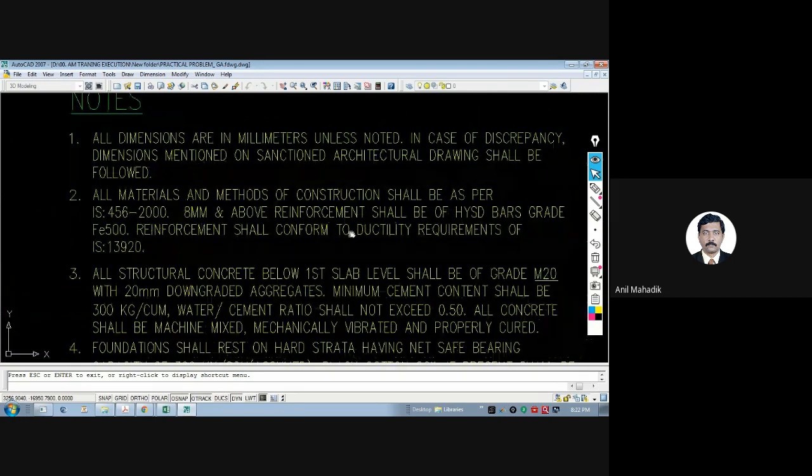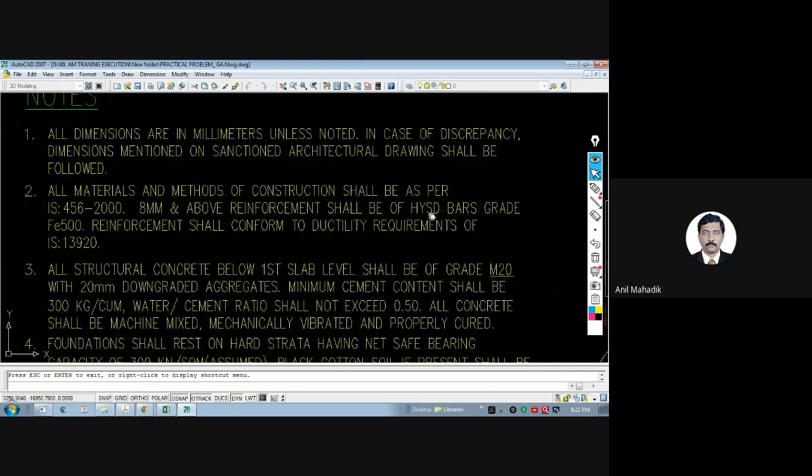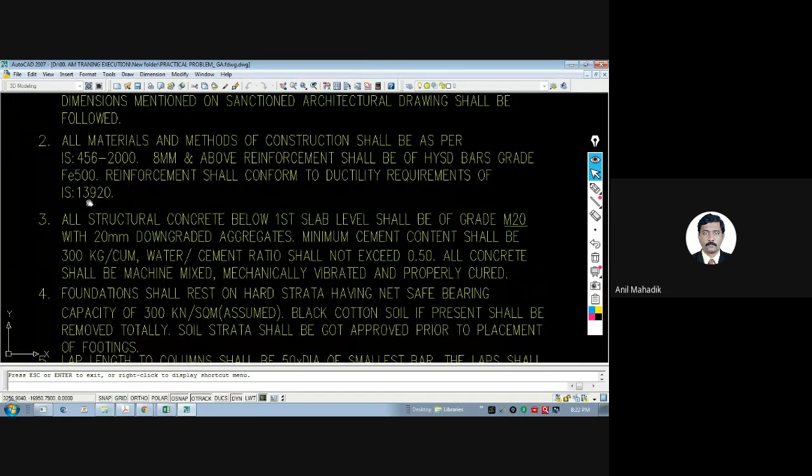Then all materials and methods of construction shall be as per IS 456. And 8 mm and above reinforcement shall be of HYSD, that is high yield strength deformed steel, right? Tor steel we can say. And grade is Fe 500. So we are mentioning the grade of steel over here. And reinforcement shall conform to the ductility requirements. If you are designing for earthquake, you should follow this code.